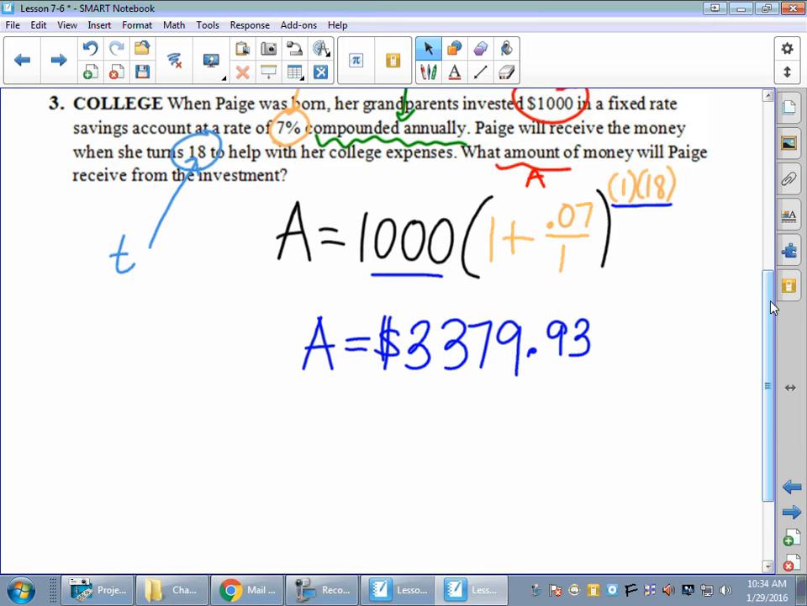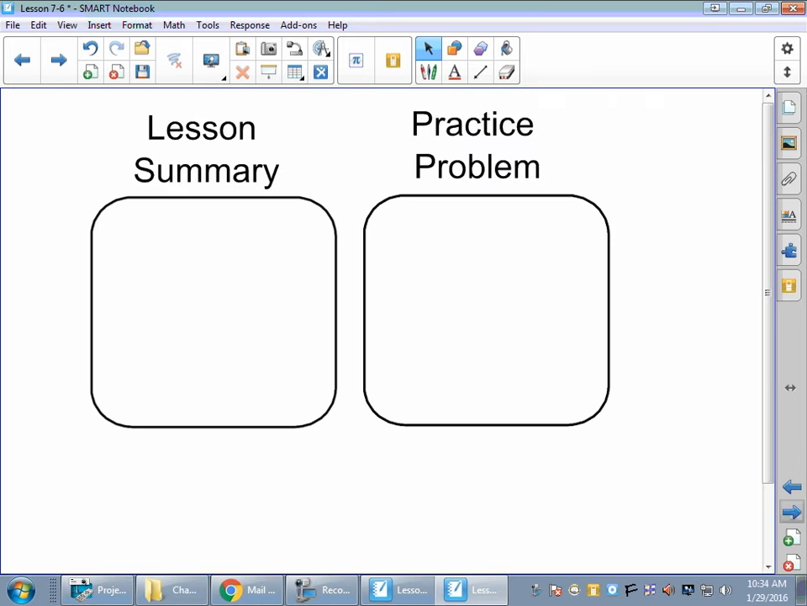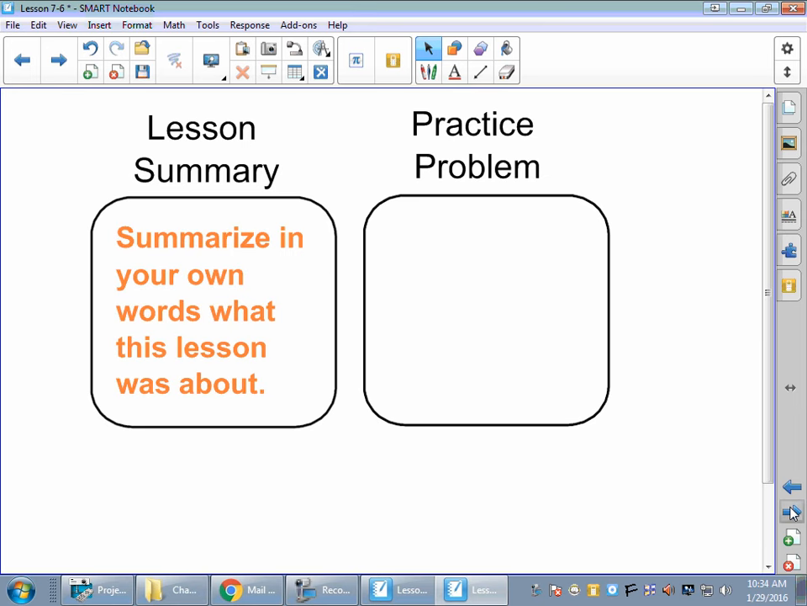All right. Last thing. Summarize in your own words what this lesson is about. Tell me what you think. Tell me what it is. What do you see as the point or the idea?